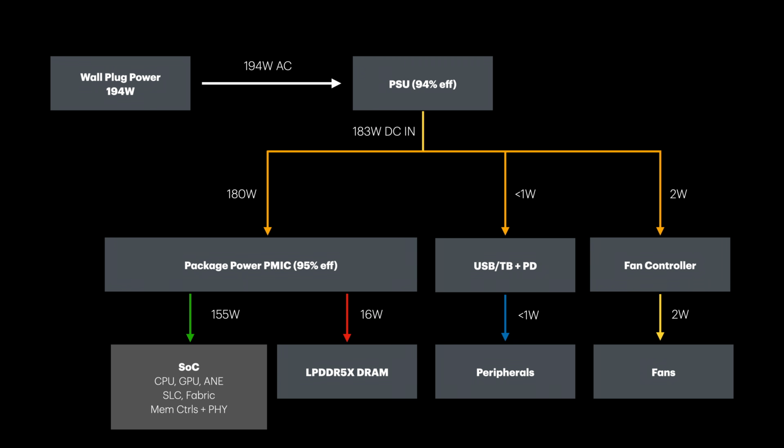And it's worth noting this PMIC isn't perfectly efficient. About 5% of that input power is lost during voltage conversion before it even reaches the chips. Inside the package, around 155 watts goes into the SoC itself, including the GPU cores running our matmul kernel, but also caches, interconnect fabric, and memory controllers. Another 16 watts goes into DRAM, feeding the data that the GPU constantly streams in and out. The remaining power is tiny by comparison, less than a watt for USB and Thunderbolt because I did not have any peripherals attached, and about 2 watts for the fans.